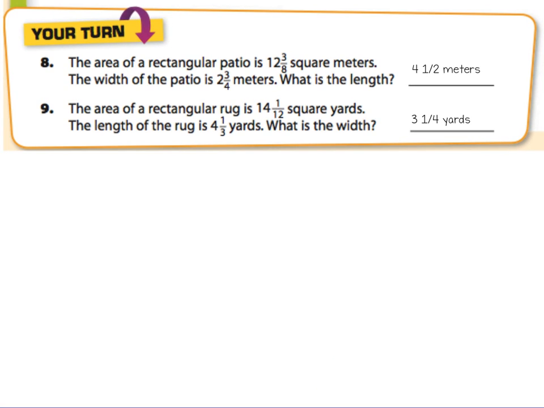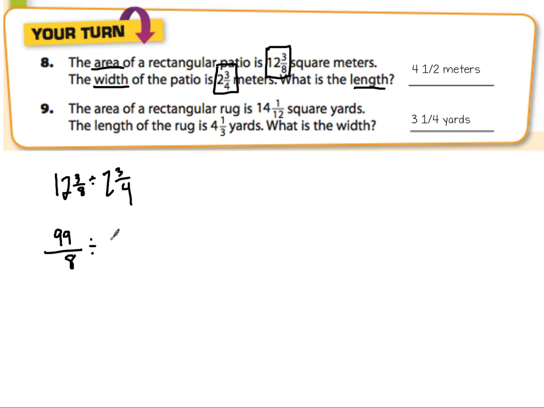All right, so here we have the area is 12 3/8. The width is 2 3/4. And I want to know what's the length. So I'm going to take 12 3/8, and I know that if I take the area and divide it by the width, it gives me the length. So I'm going to divide it by 2 3/4. Excuse me, 12 times 8 is 96, plus 3 is 99 over 8, divided by 2 times 4 is 8, plus 3 is 11. So 11 over 4.